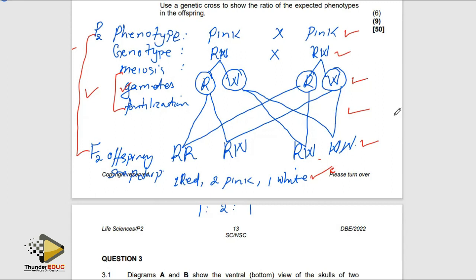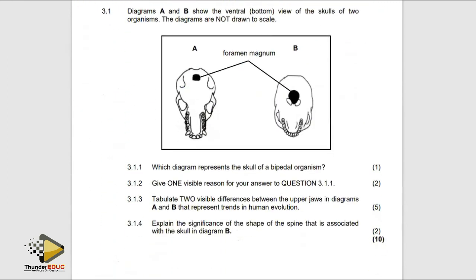This question is from the 2022 Department of Basic Education, NCS. Another question is about evolution. Here they're saying that diagrams A and B show the ventral, that is the bottom side, of the skulls of 2 organisms. The diagrams are not drawn to scale. It means that that's not their size. So now they're asking, which diagram represents the skull of a bipedal organism?